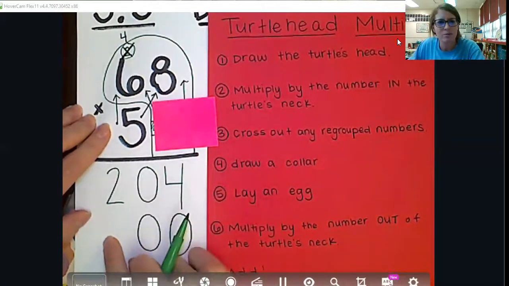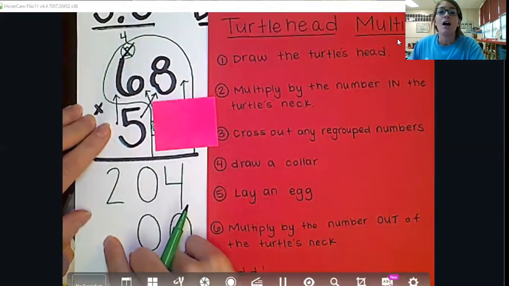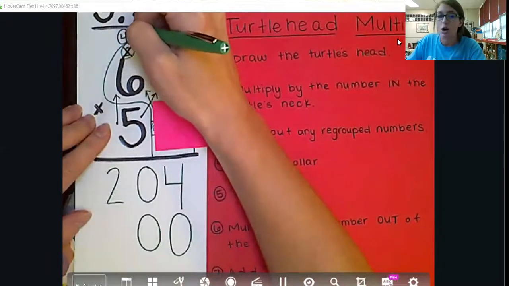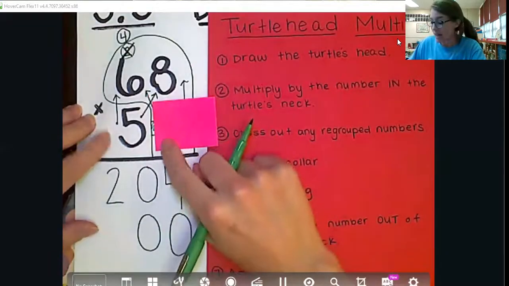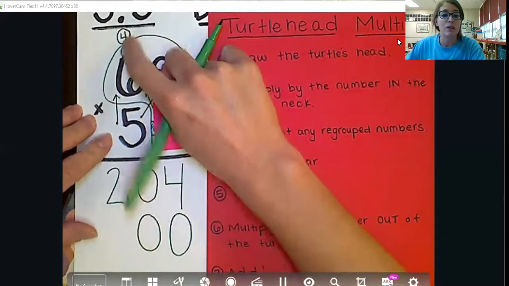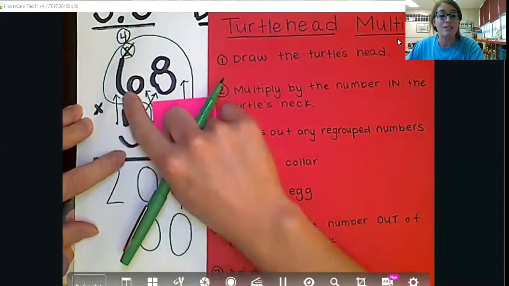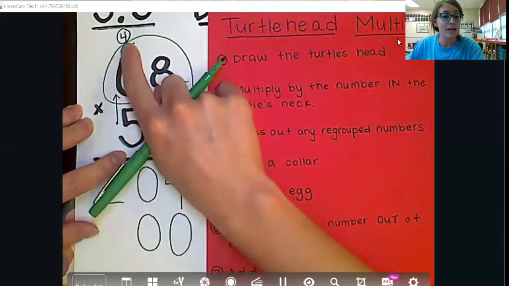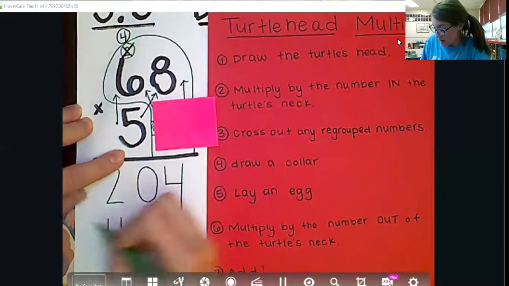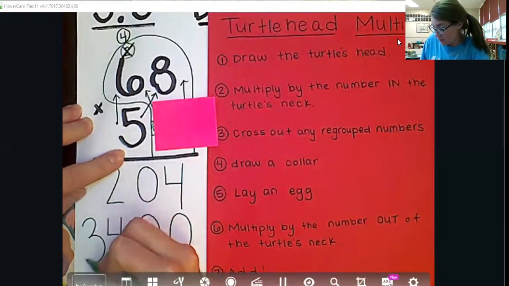No, why not? Oh, I've got to add this. Okay, I forgot. I'm so sorry. Yes, we have to make sure that we add the numbers that we regrouped. So 6 times 5 is 30, plus 4 is 34. Very good. And I'm going to write that right down here.